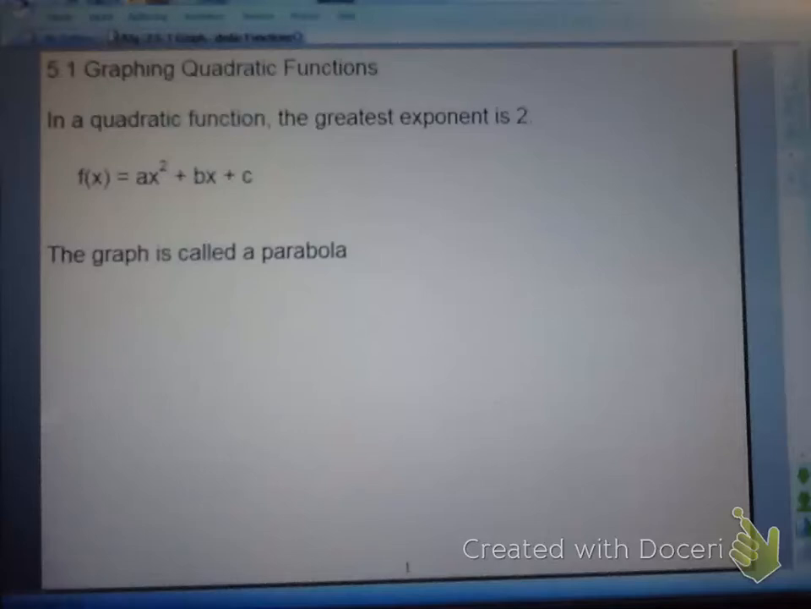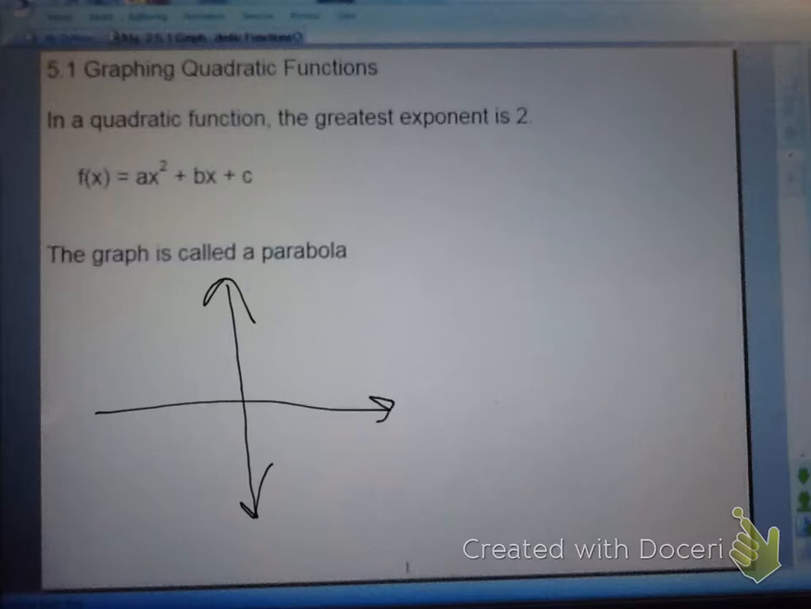Section 5.1 is graphing quadratic functions. In a quadratic function, the greatest exponent is 2. This is the standard form of a quadratic equation: f of x equals ax squared plus bx plus c. When you graph it, the graph is called a parabola.